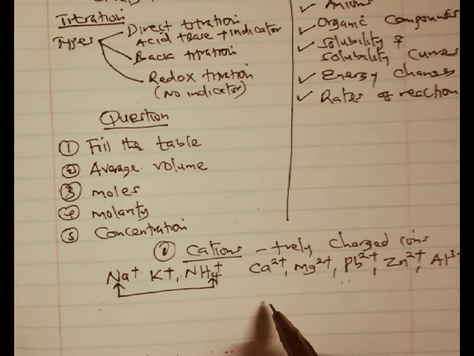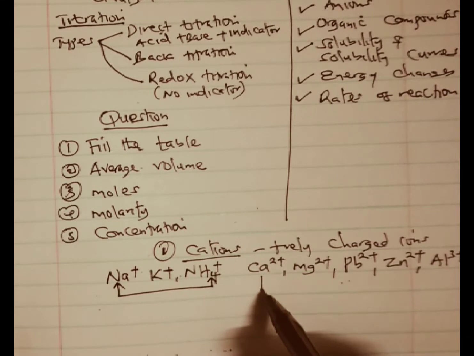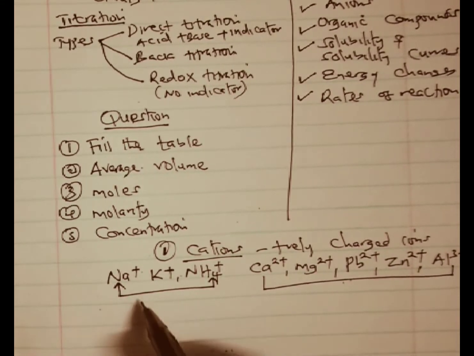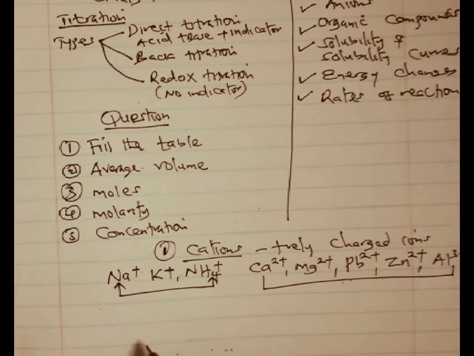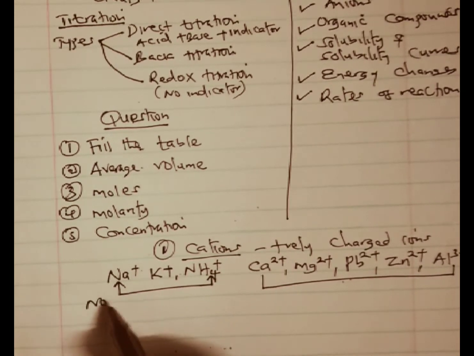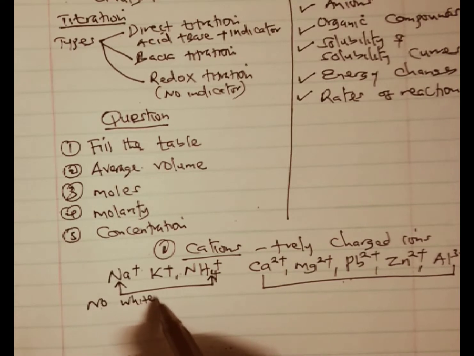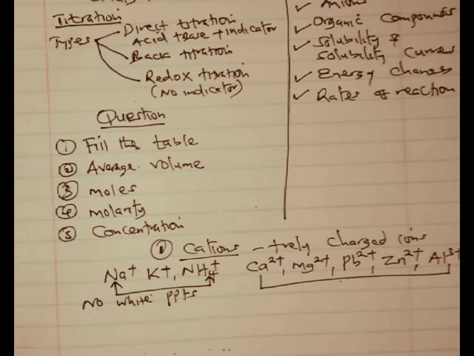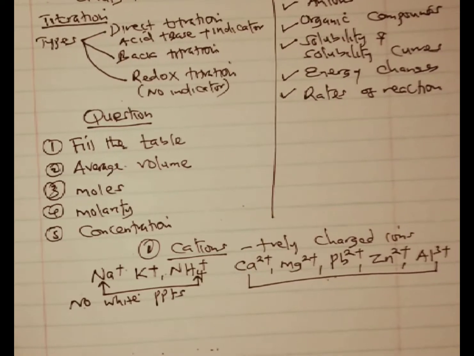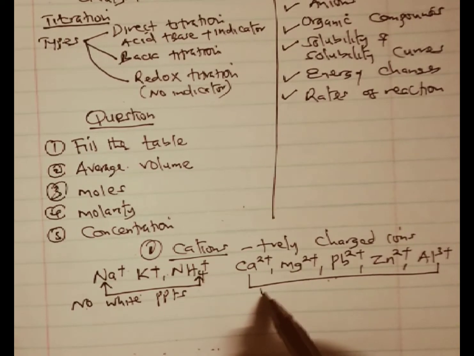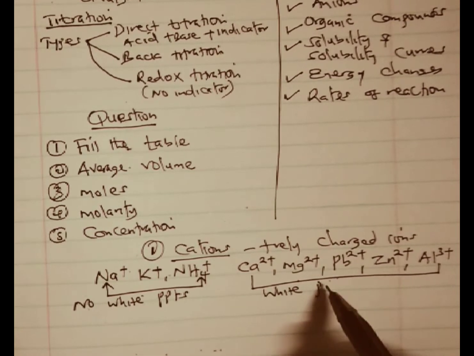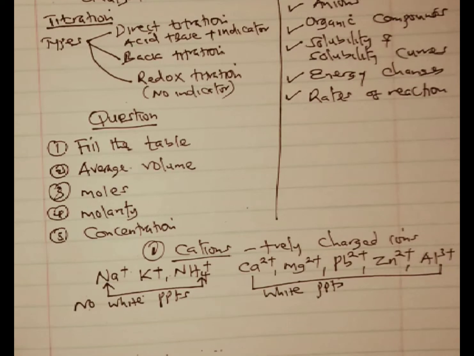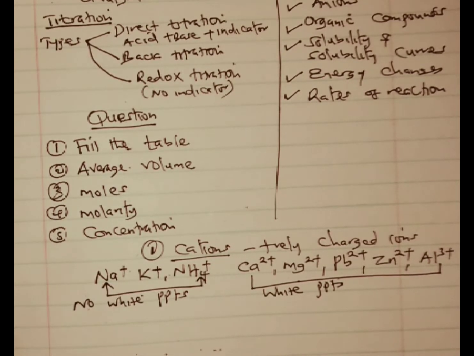We have also another category. Let me leave this at this particular point. These ones, I have placed them together because they do not form white precipitates with the reagents used when analyzing them. We have those that form white precipitate, we call them PPTs, and we have those that have their own characteristic colors.